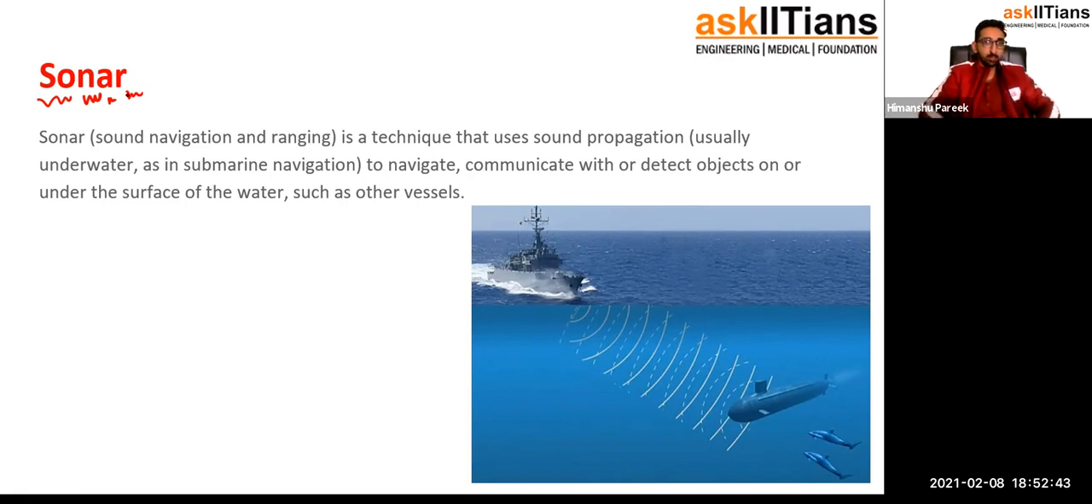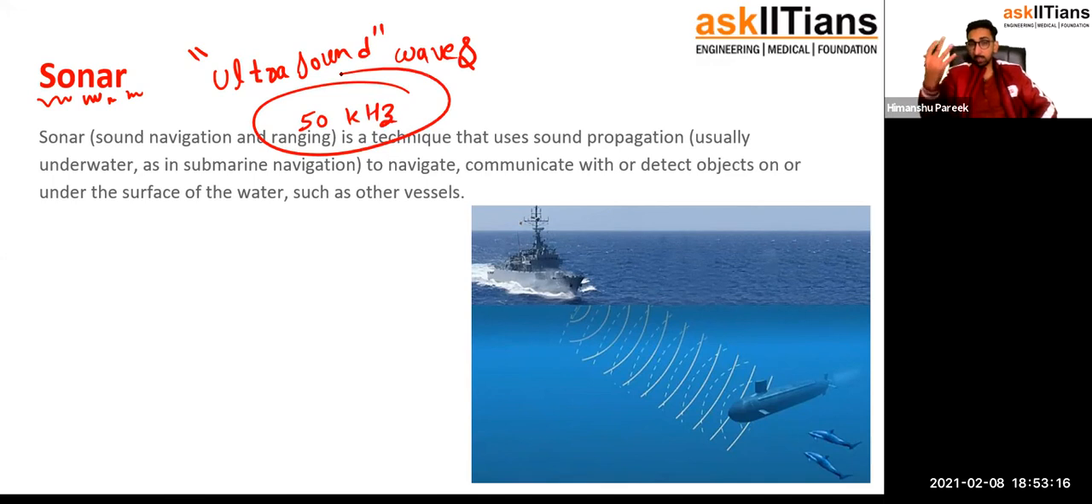So which type of sound wave do we use here? Ultrasound, high frequency sound. If you remember, ultrasound waves were those whose frequency was more than 20 kilohertz. The human audible range is 20 hertz to 20 kilohertz. Less than 20 hertz is infrasonic, more than 20 kilohertz is ultrasound. For sonar, we usually use around 50 kilohertz and more. That high frequency sound we use for the sonar.